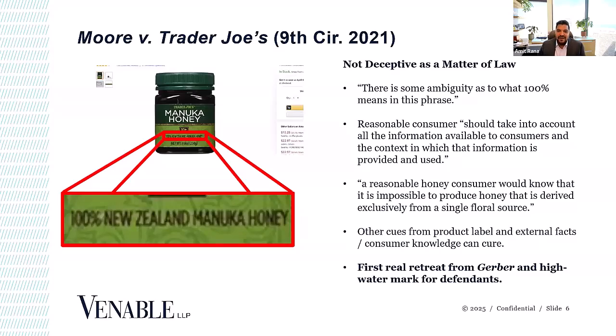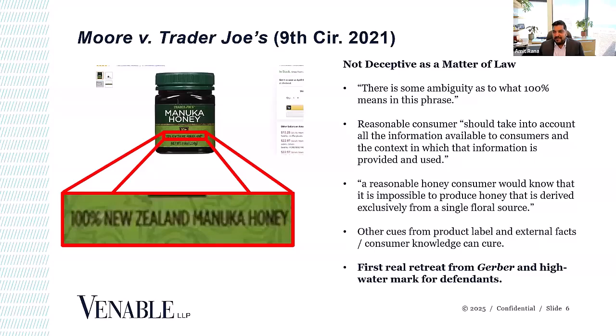But some of the language is so interesting and frankly questionable. I mean, the line that says there is some ambiguity as to what 100% means. Really? It seems like a pretty clear statement to me. And then the other great takeaway from this case from a defense practitioner is the court said we can go beyond the label even. We can think about what context a reasonable consumer will bring to their purchasing decision. And here they said a reasonable consumer will understand the foraging habits of bees, will understand how much a jar of Manuka honey should cost.